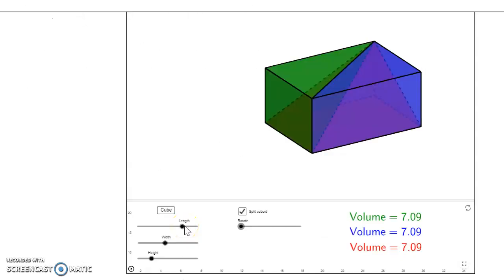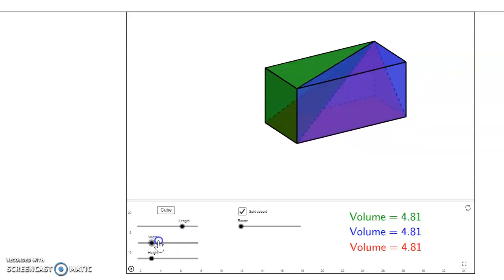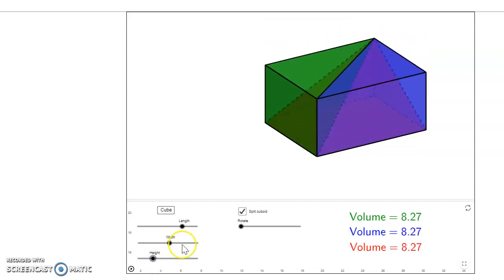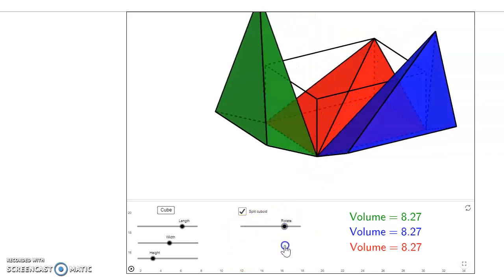Alright, so what we have here is our cuboid or a prism, and I can change its length, its width, its height. Either way, it's still going to be a prism. And you can see in here we've got a green pyramid, a blue pyramid, and a red pyramid. It's hard to see that until we start splitting these out.